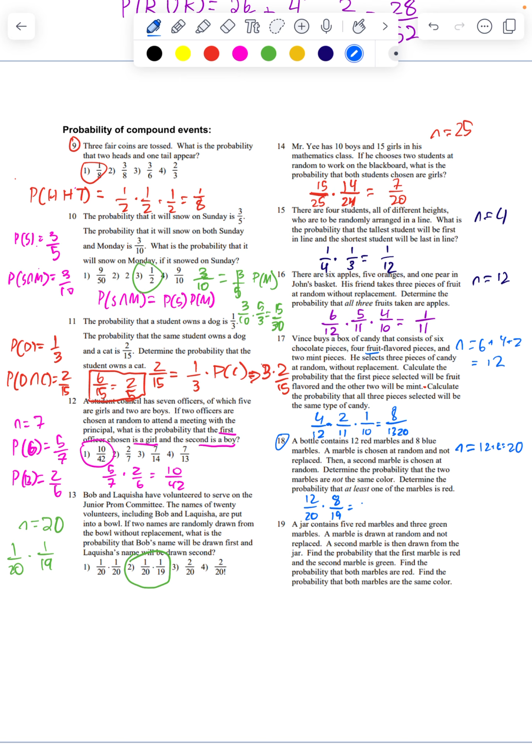It's going to be 96 over 380. But we're not done, because we can think of this in the opposite direction as well. Let's pick a blue one first, which is going to be 8 out of 20.